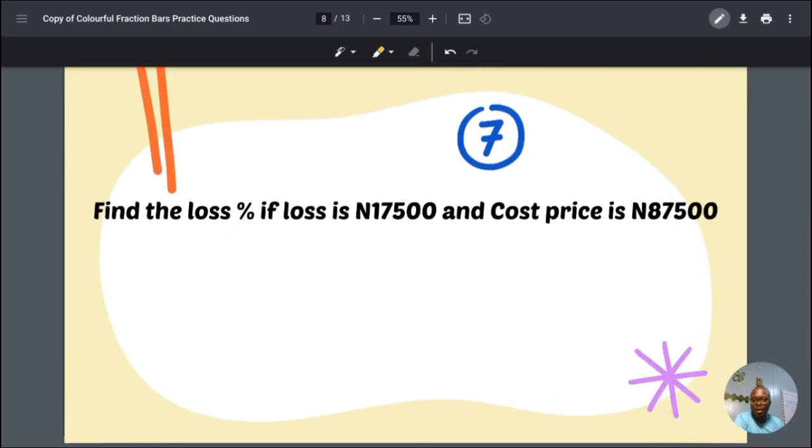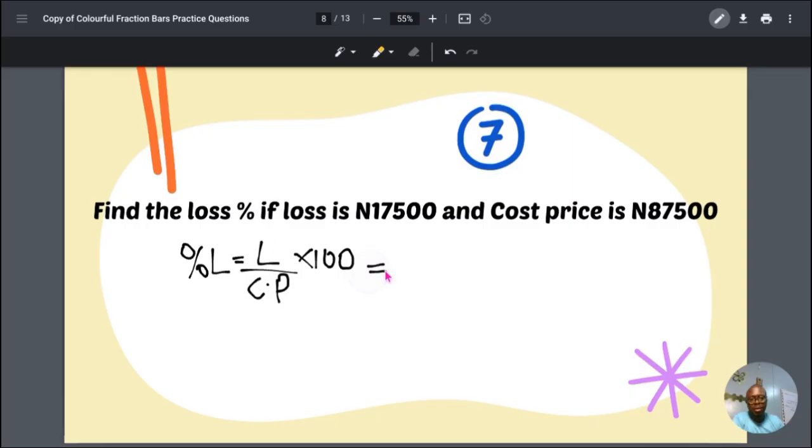Okay. Question 7. Find the loss percent if the loss is 17,500 and the cost price is 87,500. Okay, percentage loss. The formula for percentage loss is the loss over the cost price multiplied by 100. So I want you to learn that. If you don't know it before, learn that. If it is profit percent, this loss here is going to be profit, so profit over cost price times 100. But it's loss, so let's deal with it.